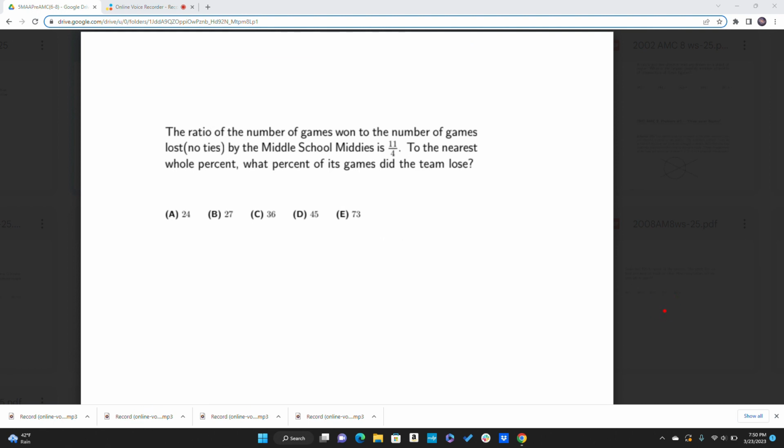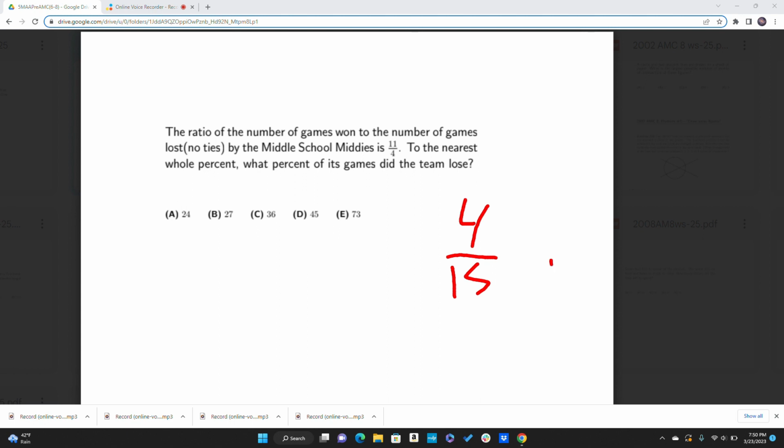Nice. The ratio of the number of games won to the number of games lost is 11 to 4, and there's no ties. So what percent of the games did the team lose? So we know that they lost 4 games. And they played 15 games, right? Because they won 11 and they lost 4. So adding that up, that's 15 games that they played.